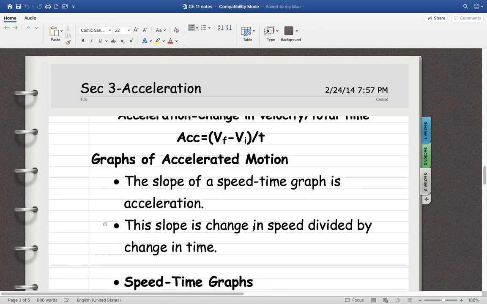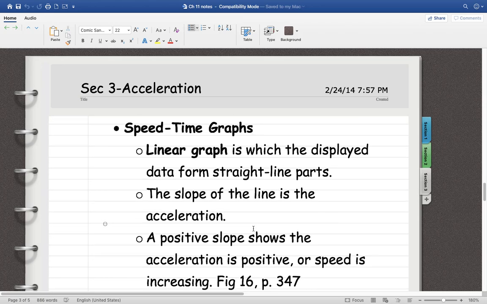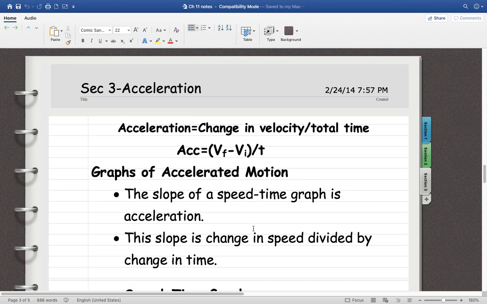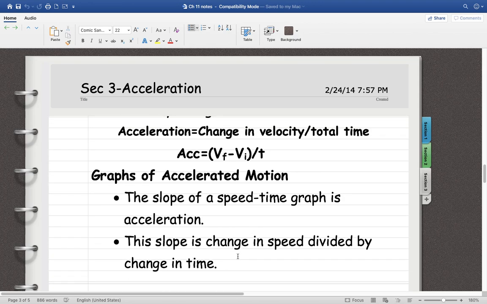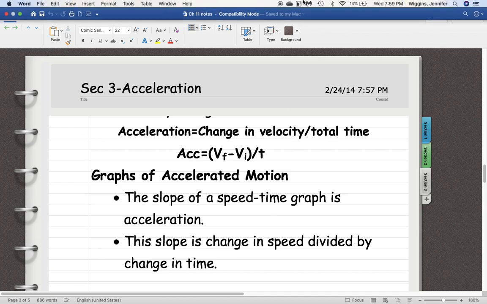Most of the time in this class, it's going to be meters per second per second. I'm going to go over the slope of a speed-time graph later. I'm going to do all the graphs that I told you I was going to do probably Friday. But tomorrow I'll have a worksheet for you on acceleration and speed. All right, bye.